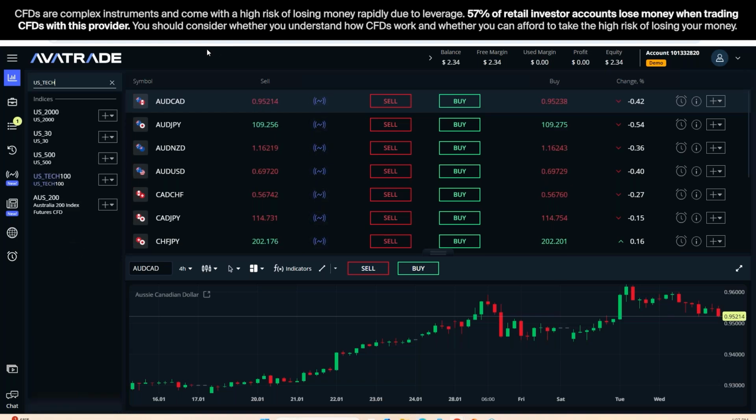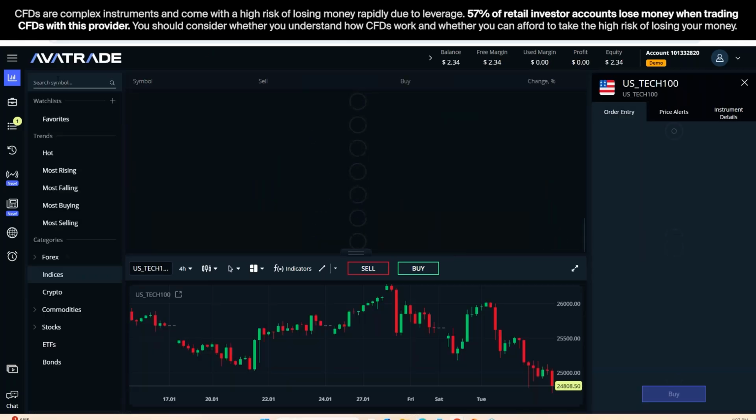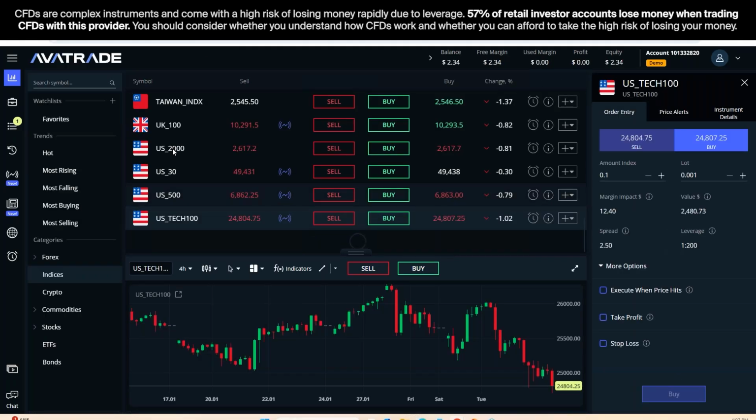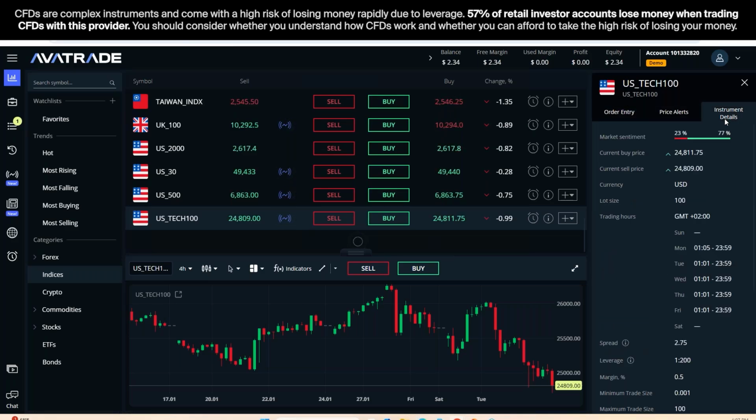So I will just share with you the example. If we click here, search for symbol, we look for whatever we want, and then here we can see the instrument that we want to trade. Over here you see the flag, and here in the instrument details, we see the USD, the currency.